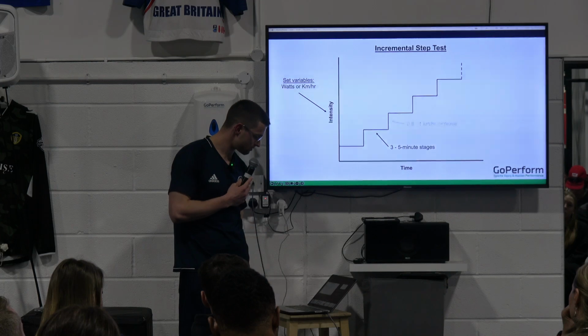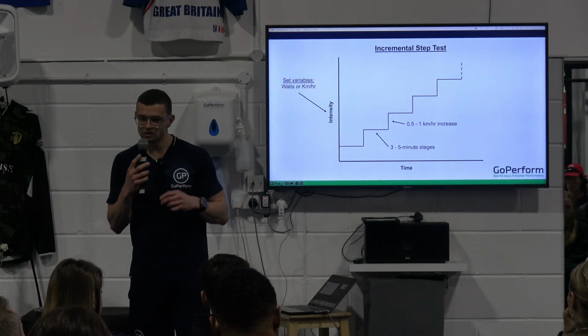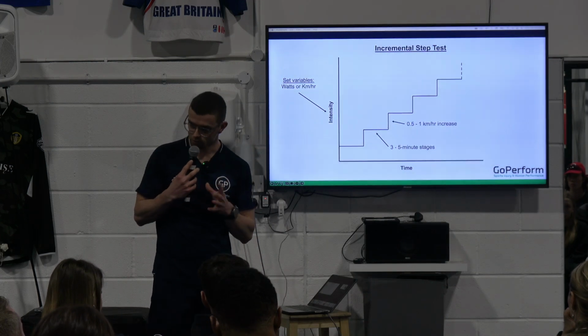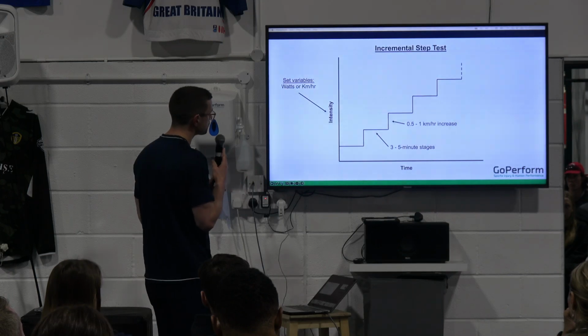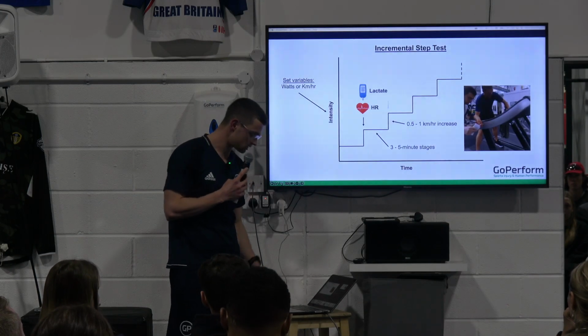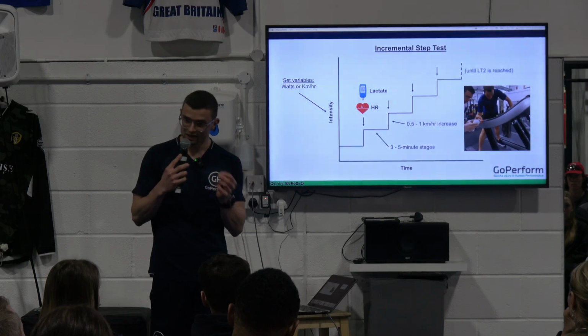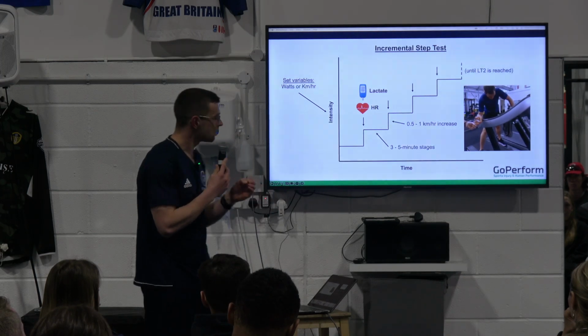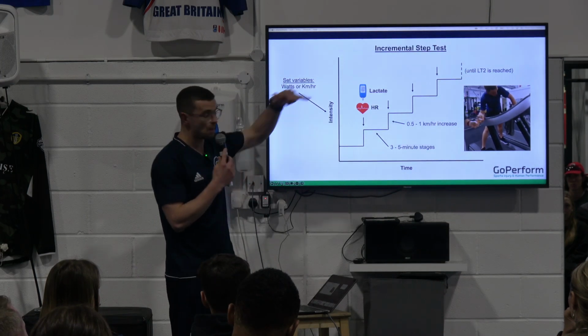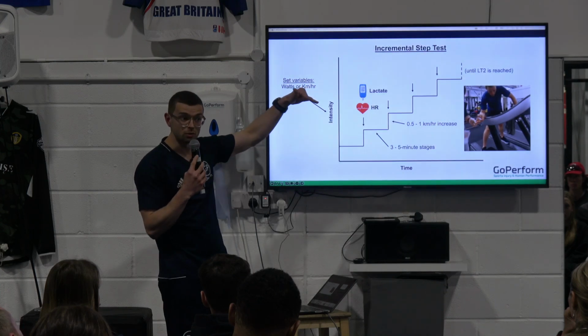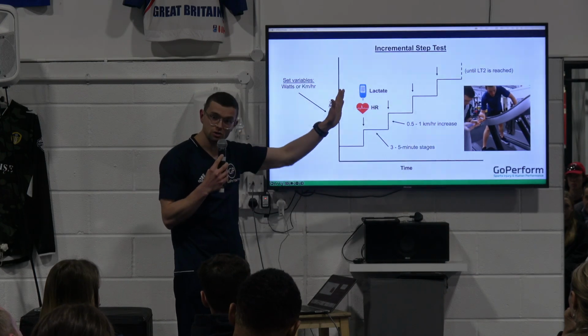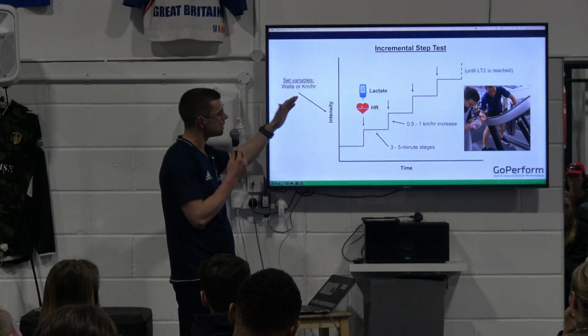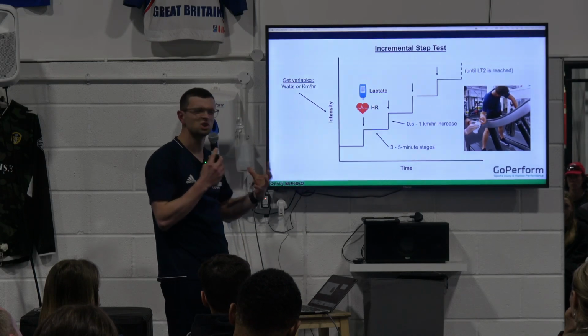So we do 3 to 5 minute stages, and we increase your intensity by about 0.5 to 1 kilometer an hour every stage. And then at the end of every stage, we take a measure of blood lactate and heart rate, okay? And then we do that up until we're happy that the second threshold has been reached. We might sometimes go a little bit further just to be extra sure that we've reached that threshold, but that'll take us all the way up to close to exhaustion.